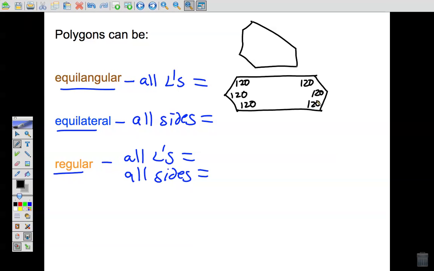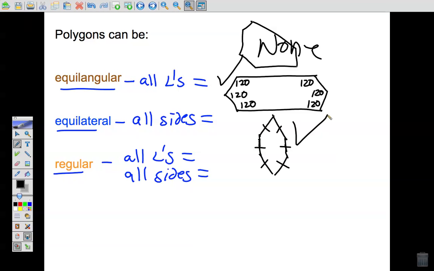How about if I made a hexagon that maybe looked like this? Now I'm going to try to make all the sides equal, or look like they're equal. Not quite, is it? So we'll go to about right there. And maybe something like this, where all the sides are meant to be equal. 6 sides. Now it doesn't look like all my angles are equal. So in other words, this one was none. This one was equiangular. This one would be equilateral. All sides are equal, but not all the angles are equal.